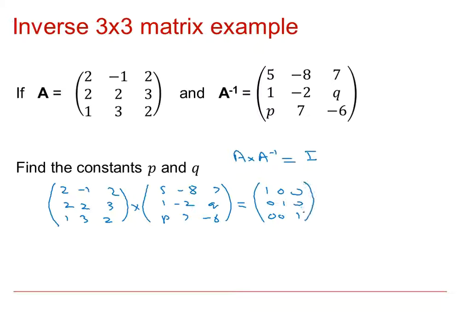Now, we don't need to do a full multiplication here. All we need to find is P and Q. So if we focus, for example, on this element 1, that element 1 comes from top row times the first column. So that's 2 5s minus 1 times 1 and 2 P's. That's where that first element of 1 comes from. So P is minus 4.